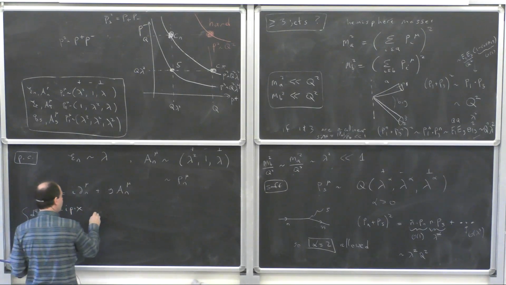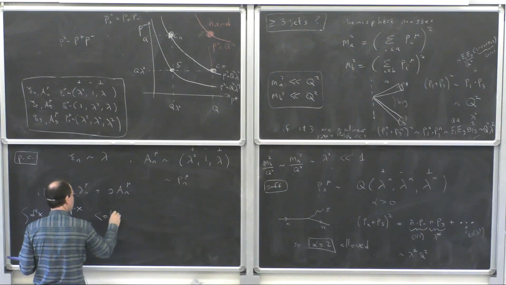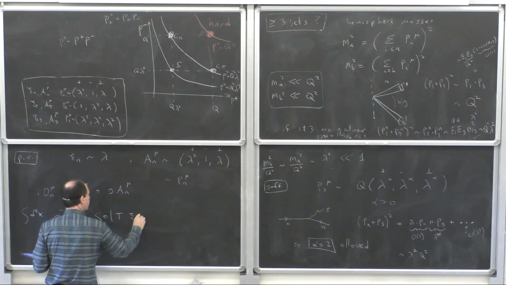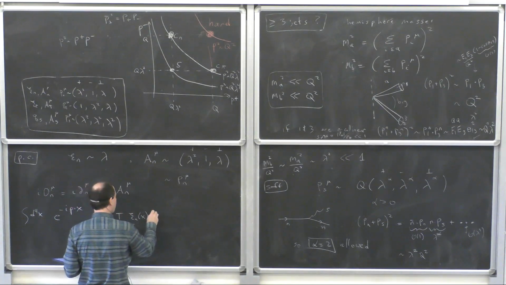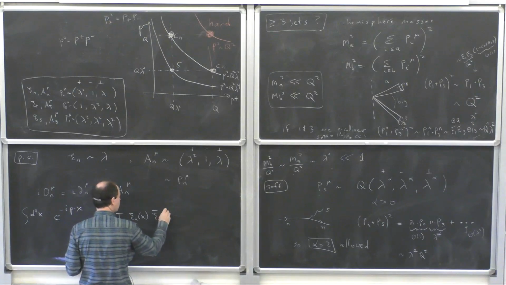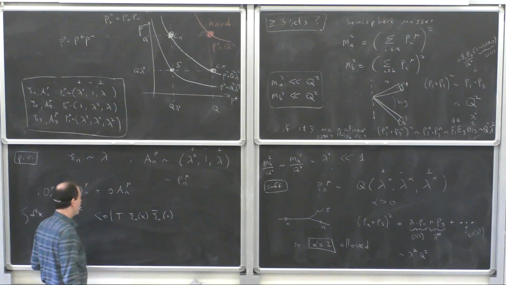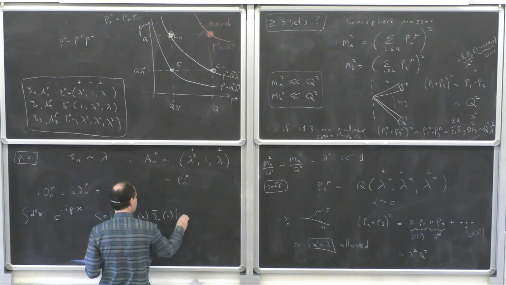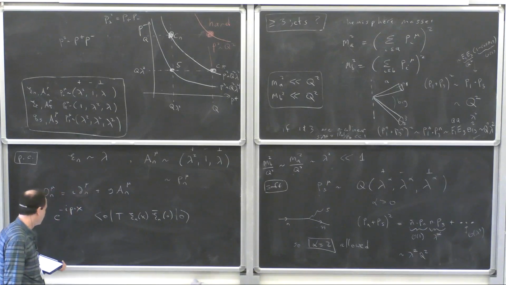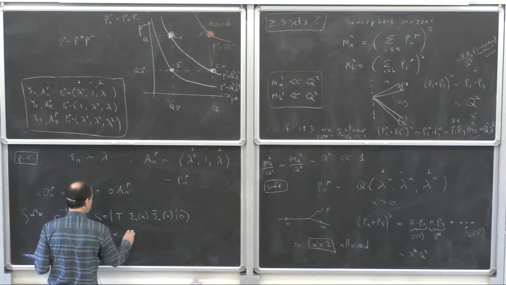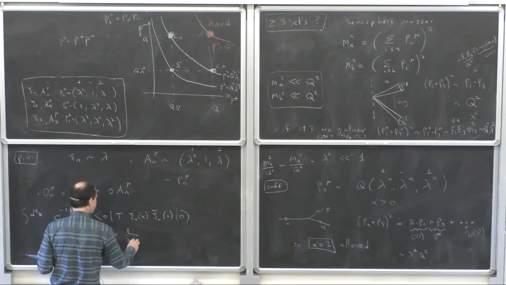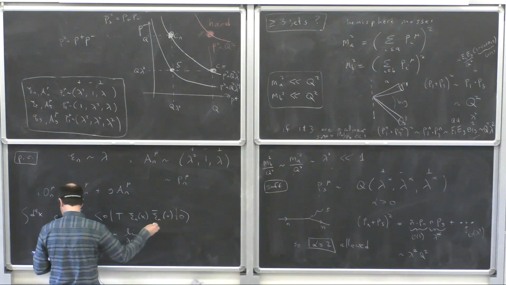Let's do it at the level of the propagator. The propagator in this theory, whatever the theory may be, should be a time-ordered product of psi bar from 0 to x, vacuum expectation value. That should be the propagator. And what that should be is some small lambda expansion of the full theory propagator.